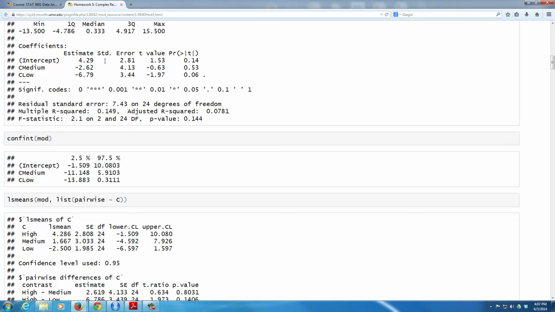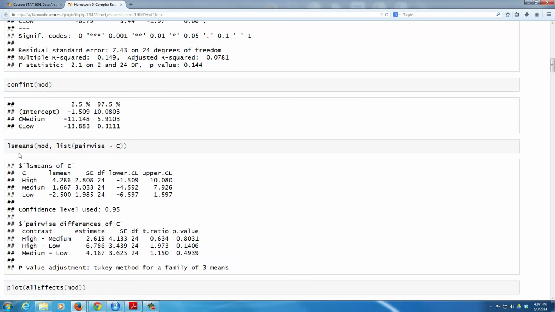The confidence intervals for these parameters are given right here with confint, and then we use an LS means function for our estimated model to get estimated averages for each of the groupings. And so you can see that the estimated IQ difference for high social status is given here. It's a positive number. The estimated average for medium is a slightly positive number, and the estimated average IQ difference for lower social status families is a negative number.